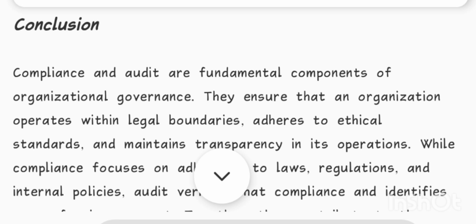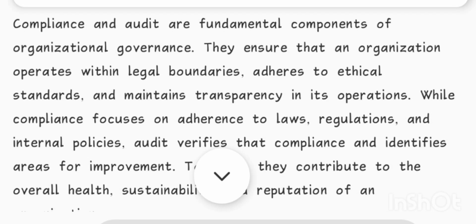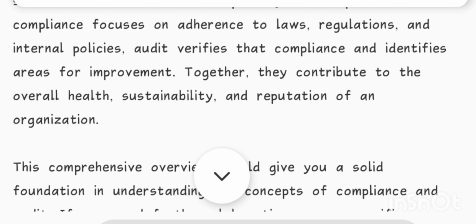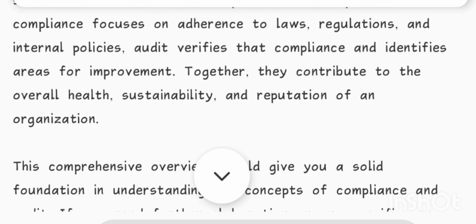Conclusion. Compliance and audit are fundamental components of organizational governance. They ensure that an organization operates within legal boundaries, adheres to ethical standards, and maintains transparency in its operations. While compliance focuses on adherence to laws, regulations, and internal policies, audit verifies that compliance and identifies areas for improvement. Together, they contribute to the overall health, sustainability, and reputation of an organization.